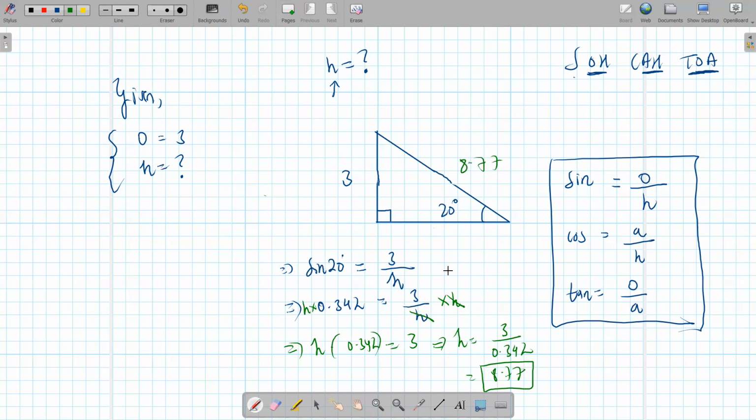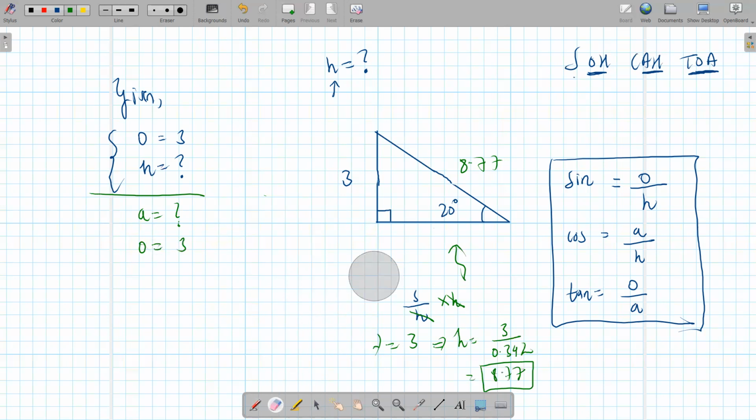Cool? And now to find the bottom side, the adjacent side, we can either use the Pythagoras theorem, right? Or we can use something else, because now we have the other two sides, right? Let's use this one. Let's say the opposite is 3. We're trying to look for the adjacent. Which ratio do we use?